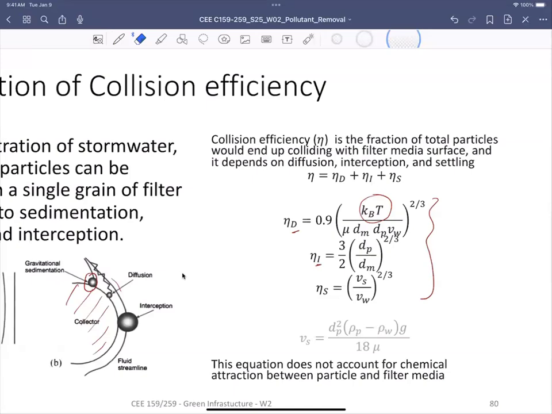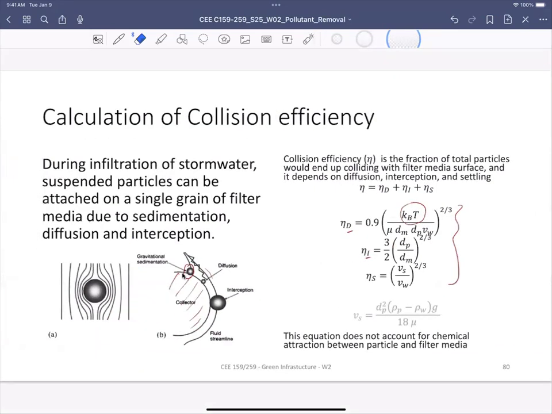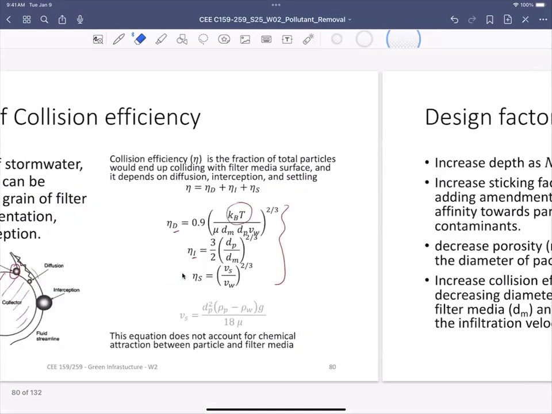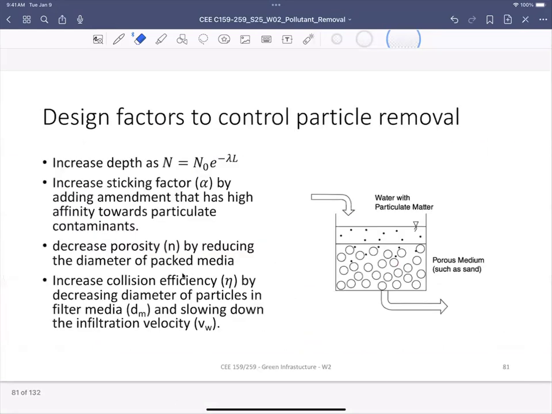So all these factors, if you know them, you can calculate collision efficiency, and you'll be able to calculate how many particles are going to be removed. So, now that you know the theory, how do you design this? Well, the first thing is that removal depends on the length of the filter media. So the first thing you can do is increase the length. If you increase the length, you will remove a lot more particles.